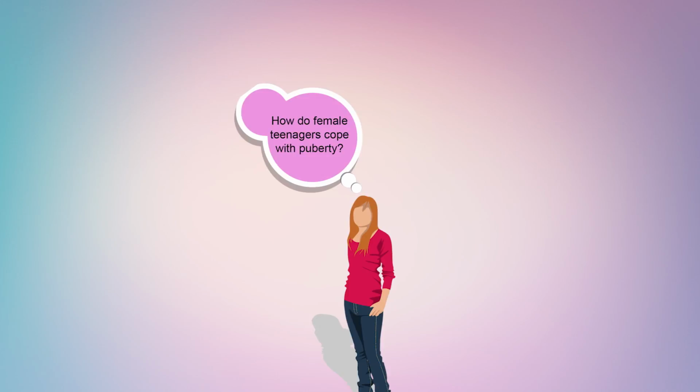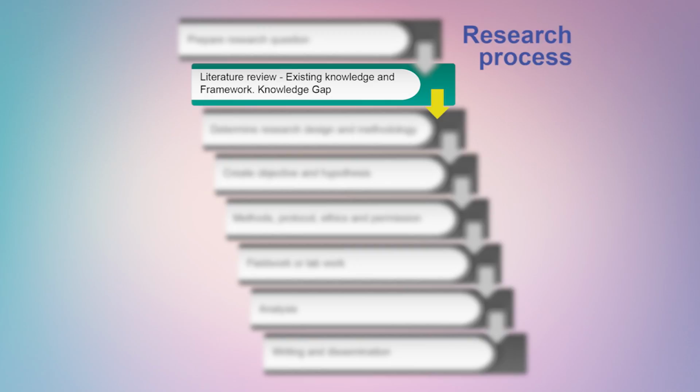Here is an example of a research question. How do female teenagers cope with puberty? We will use this example to further explain the subsequent steps. After you have chosen the question, you can start the research by reading more about the topic that you want to study. This is the second step that you should take so that you have a basic understanding of the topic. Search for previous research related to this topic.